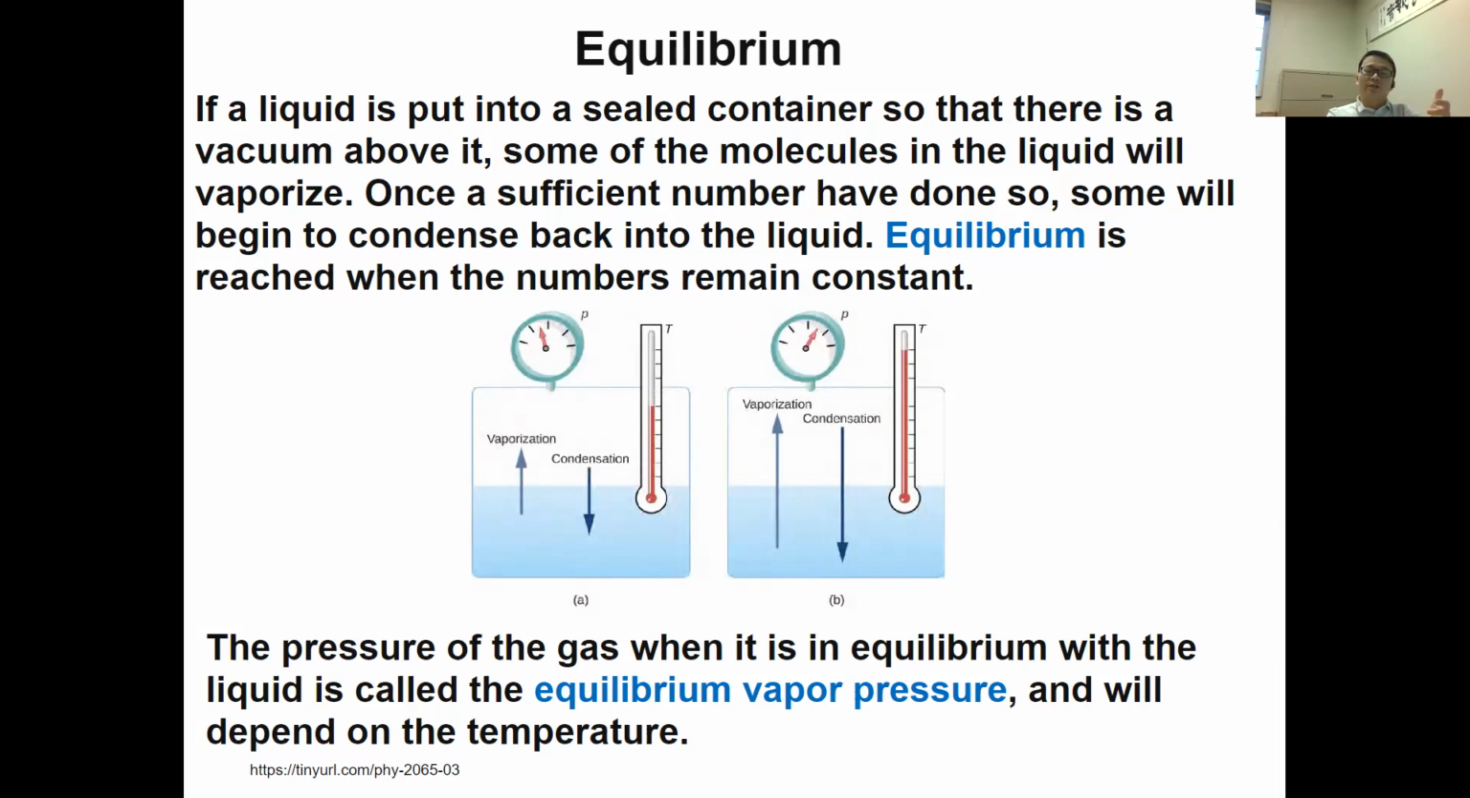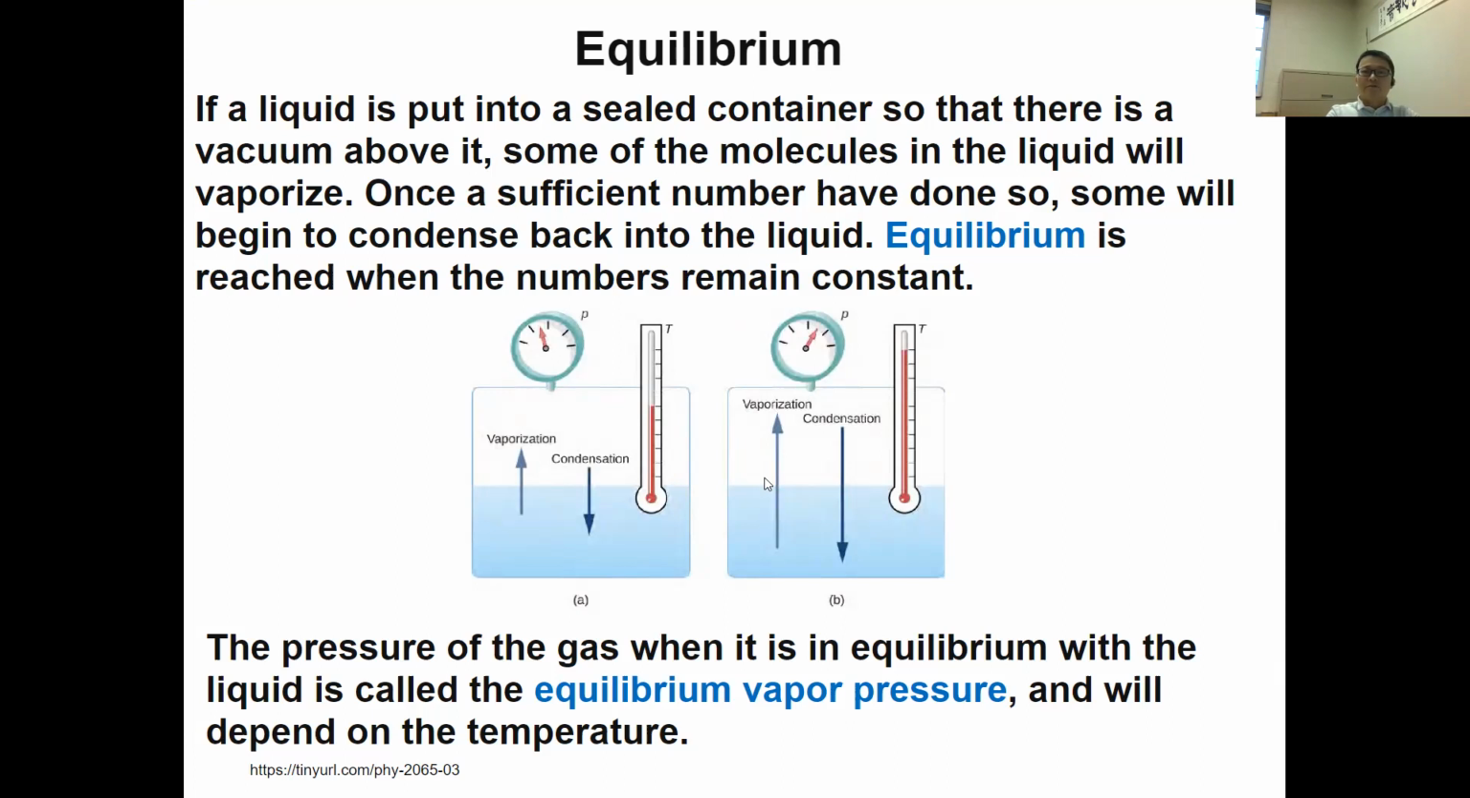So you can measure the pressure inside here for the gas, which is called the equilibrium vapor pressure of a certain liquid. Okay, and it depends on temperature. If you have a higher temperature, then the equilibrium vapor pressure will actually be higher as well. Okay, so equilibrium vapor pressure increases with temperature.